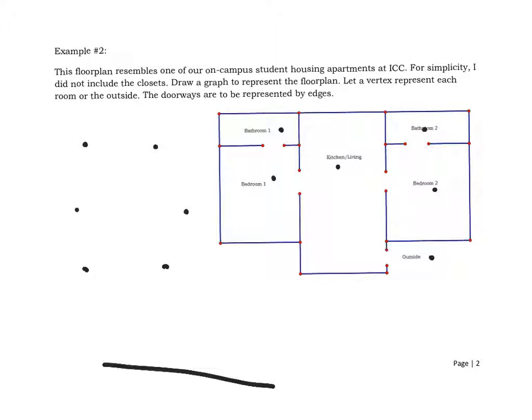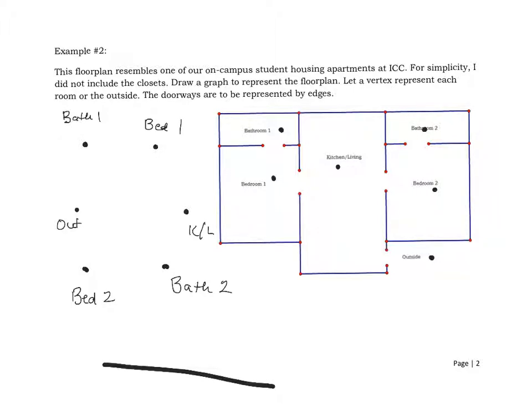And then the next thing we'll want to do is label what those vertices are. So I have, we'll call it bathroom 1. I have bedroom 1. I have kitchen living. I have bathroom 2. I have bedroom 2. And then I have outside.